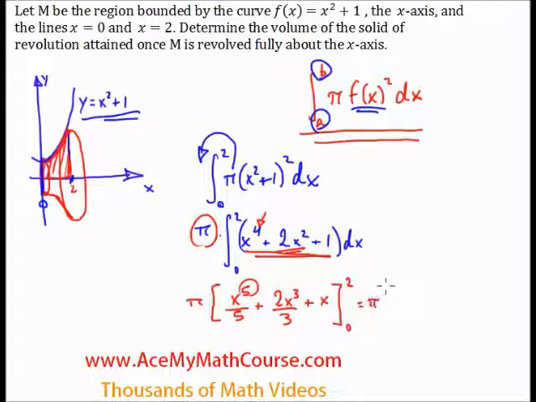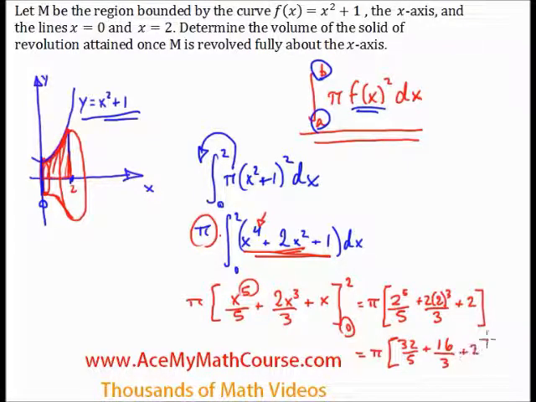So we're going to get pi times, now I can plug in the 2 and subtract the same function but with a 0 plugged in. In this case we're going to get 0 once we plug in the 0. So I'm just going to plug in the 2 to figure everything out. So we're going to get 2 to the 5 over 5 plus 2 times 2 cubed over 3 plus 2. Great, so now we get pi times 2 to the 5 is 32, 32 over 5 plus, now 2 cubed is 8 times 2, 16 over 3 plus 2.